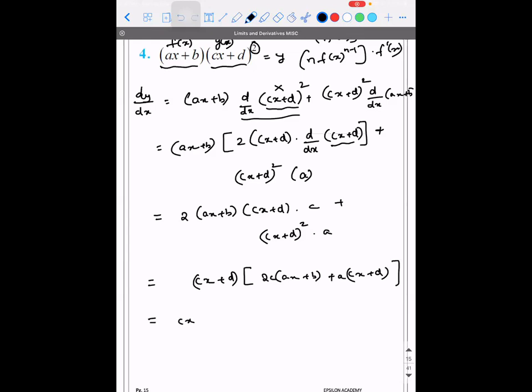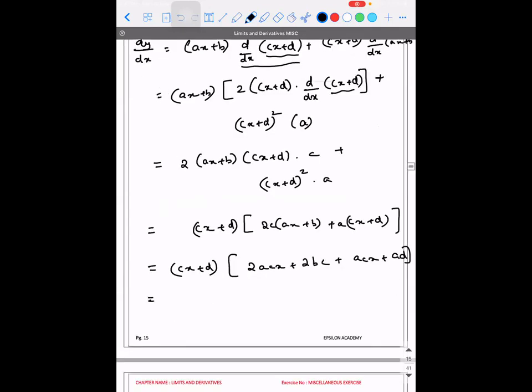I'm not sure how the answer is given at the back. Cx plus d into 2acx plus 2bc plus acx plus ad. So cx plus d into 3acx plus 2bc plus ad. Clear? Check the answer.